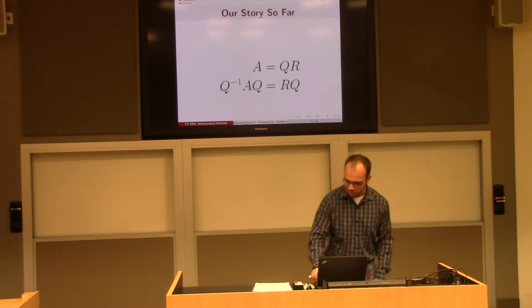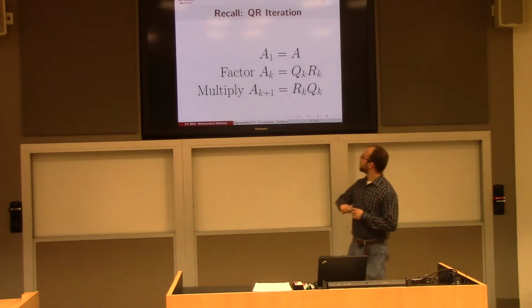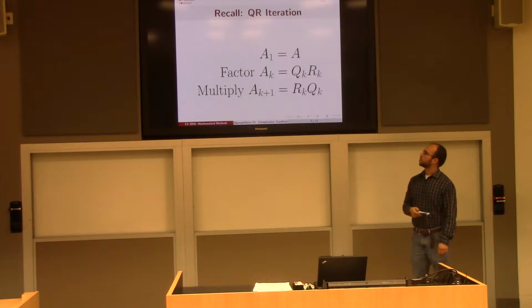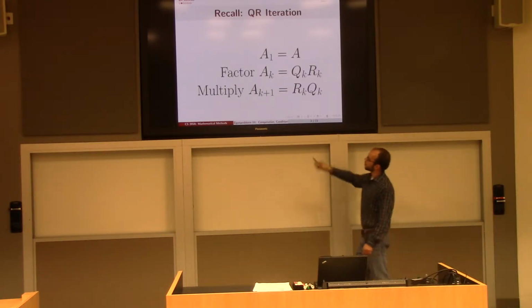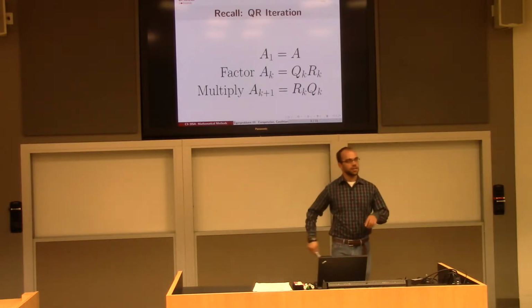In fact, you proved this on your homework, sort of, when you talked about upper triangles. Right, so our algorithm is A1 is equal to A, and then we're just going to iterate: we factor AK into QR, and then we define AK plus 1 to be RQ, and just keep playing this game until convergence.